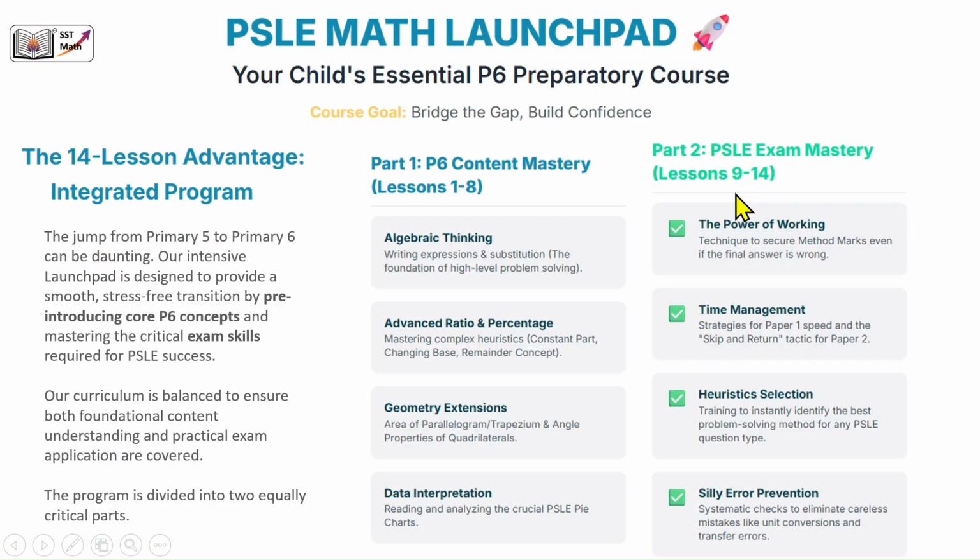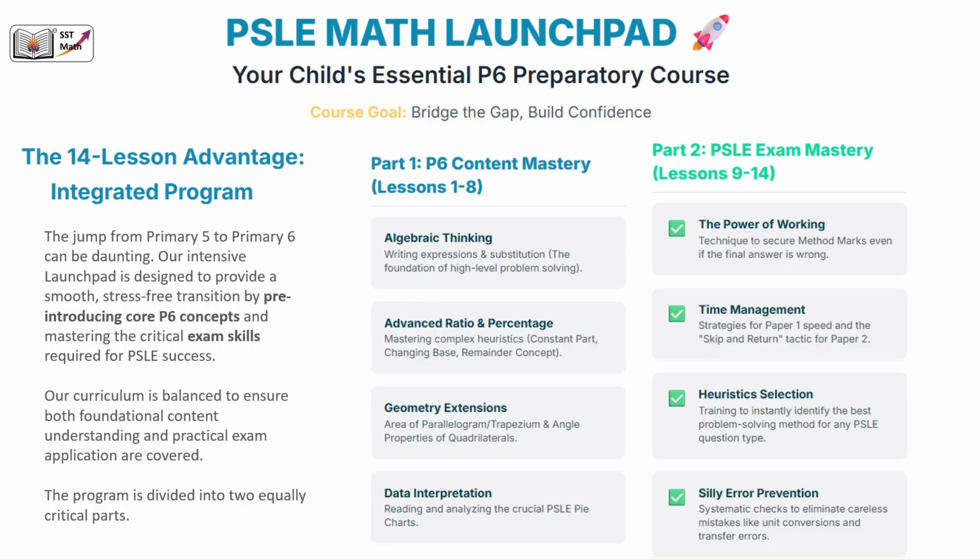At the same time, we have a PSLE Math Launchpad program, specially designed for P5 students this year, progressing to primary 6 in 2026. This is a two-part, 14-lesson program. The first part focuses on pre-introduction of the P6 concepts in algebra, numbers, ratios, percentage, geometry, and data interpretation. Part 2 of the program consists of PSLE techniques and exam skill techniques.